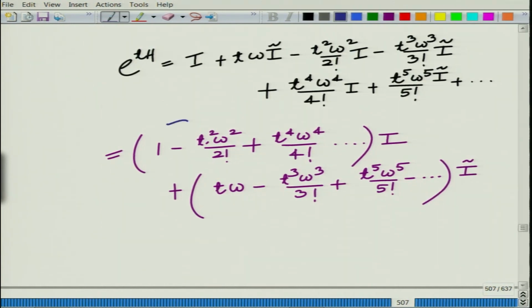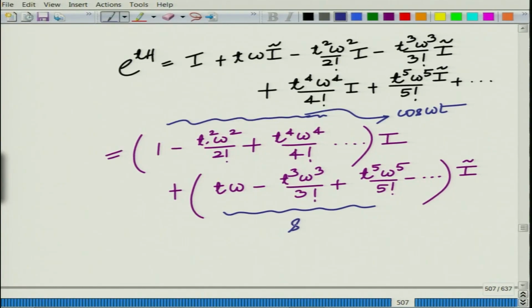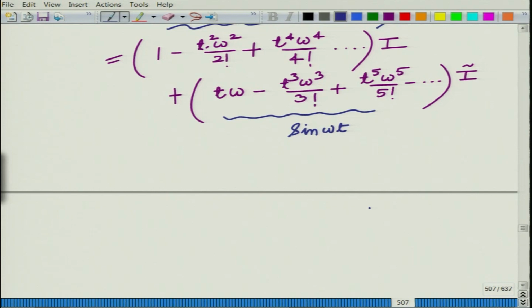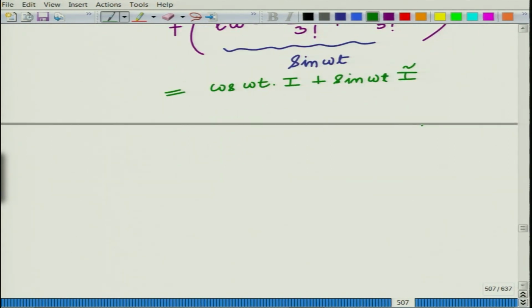Now, if you look at this, you can readily recognize this. This is nothing but your cosine omega t, because cosine x is 1 minus x square by 2 factorial plus x 4 by 4 factorial, so on and so forth. And this other term is nothing but sin omega t. So, interestingly, you will get cosine omega t times I plus sin omega t times I tilde.